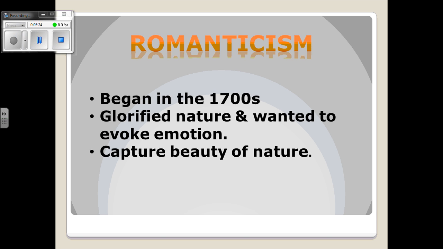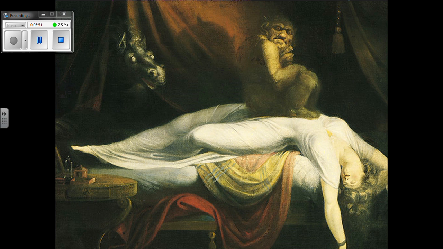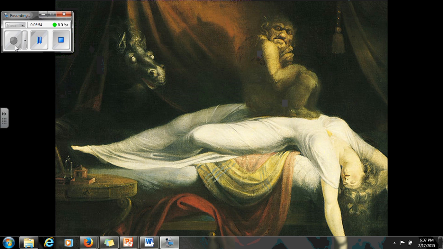All right. And then that'll take us to Romanticism. This is the fourth art movement that we're going to talk about. This began in the 1700s. And again, this glorified nature, and a lot of these paintings will evoke a strong emotion, and a lot of these capture the beauty of nature. We'll talk a little bit about Romanticism, early Romanticism, now, and then in class, in a couple weeks, we'll talk about later Romanticism as a response to the French Revolution and Industrial Revolution.